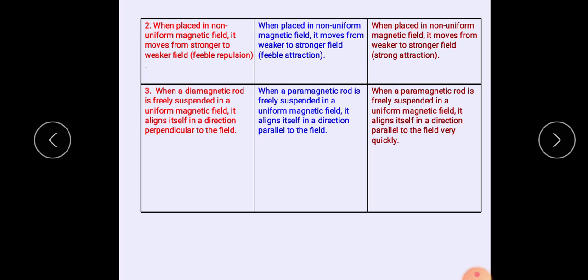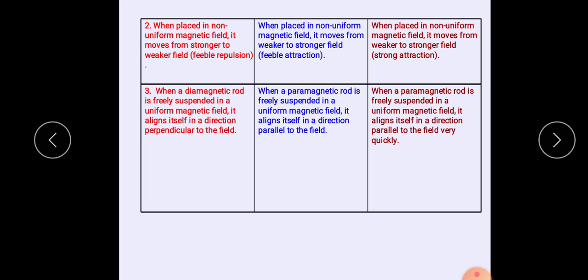Some other points are there. When placed in a non-uniform magnetic field, a diamagnetic substance moves from a stronger to a weaker field, due to its repulsive nature. That means they have a tendency to get away from the field. For paramagnetic substances, it moves from weaker to stronger field. And for ferromagnetic, it moves from weaker to stronger field with a strong attraction. In case of paramagnetic, there is a weak attraction.